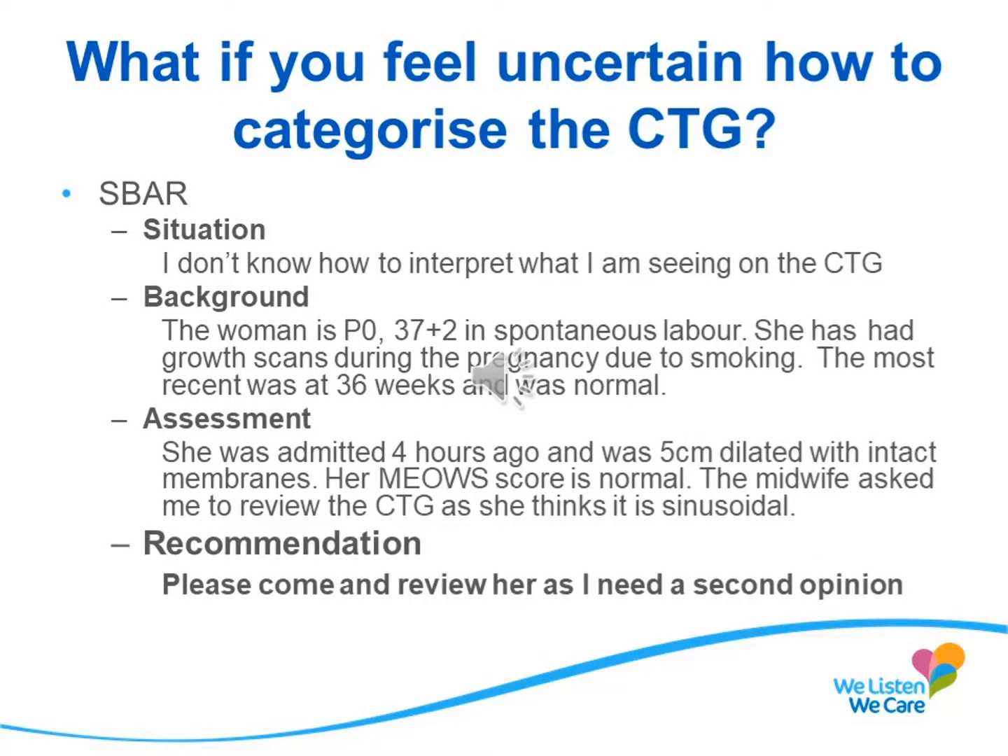It's also okay to use SBAR when you feel uncertain how to categorise the CTG. For example, the situation is that I don't know how to interpret what I'm seeing on the CTG. The background is the woman is para 0, 37 weeks and 2 days and in spontaneous labour. She's had growth scans during the pregnancy due to smoking. The most recent was at 36 weeks and was normal. The assessment is that she was admitted 4 hours ago and was 5 centimetres dilated with intact membranes. Her MU score is normal. The midwife asked me to review the CTG and she thinks it's sinusoidal. My recommendation is that you should come and review her as I need a second opinion.